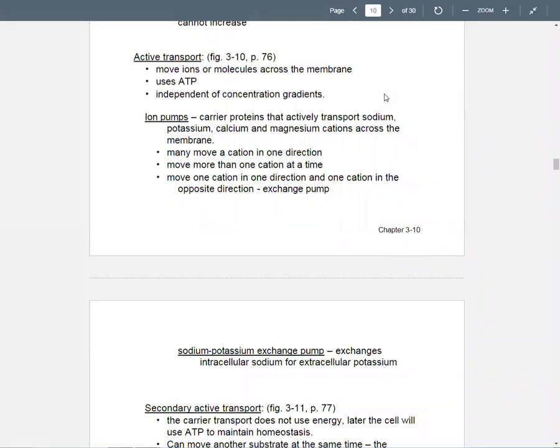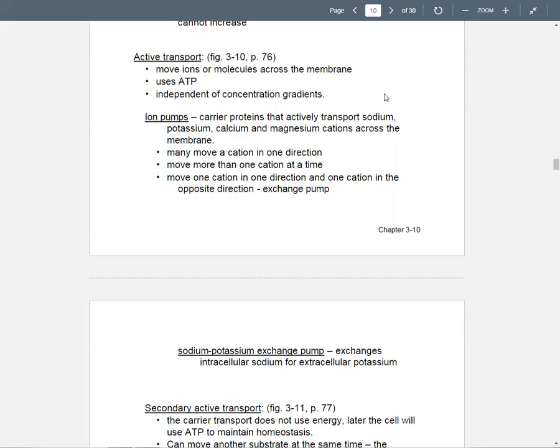All right, let's talk about active transport. So this is going to need ATP. You're moving ions or molecules across the membrane, but it's against, or independent of, the concentration gradient. Most of the time you're going to be opposing the concentration gradient in active transport. One of the ways that you can do that is through ion pumps. An example of that would be carrier proteins that transport ions like sodium, magnesium, calcium, potassium across the membrane.